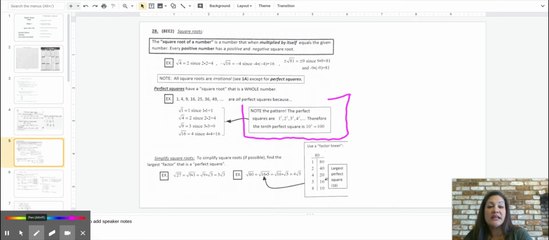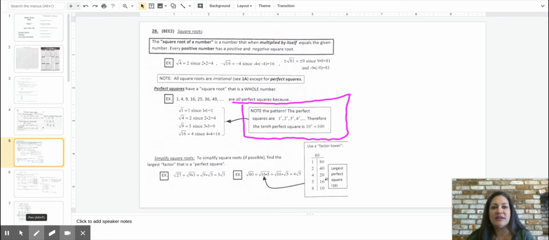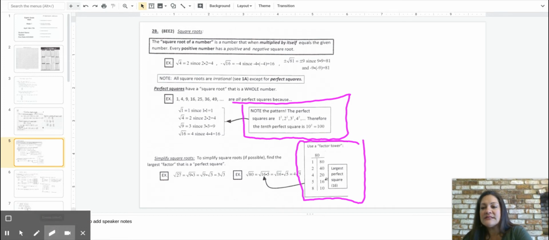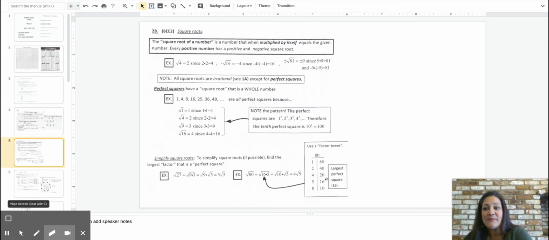10 squared is 100. That one's easy. Over here, we have a factor tower, and we looked at that during the introduction also. So this page is in there to help you as a reference.